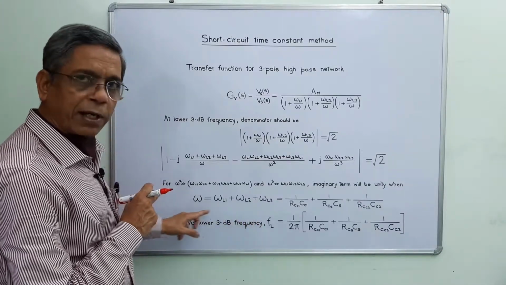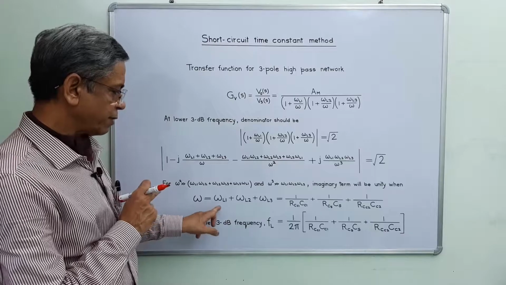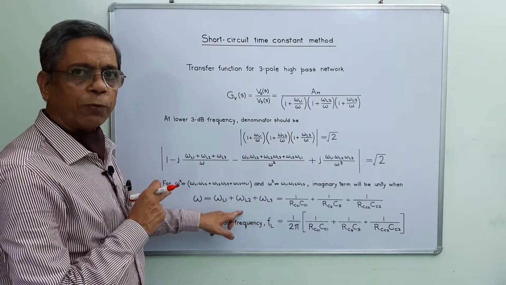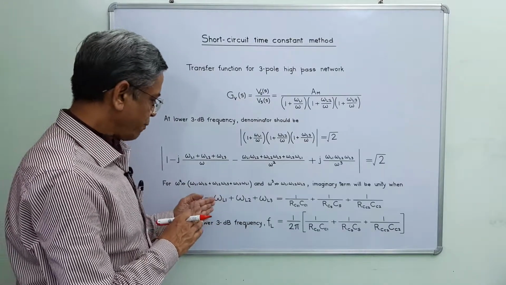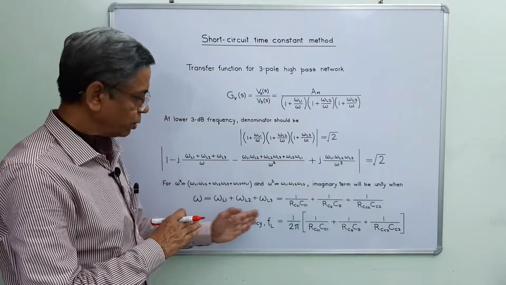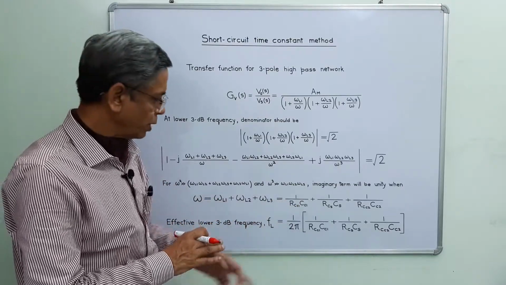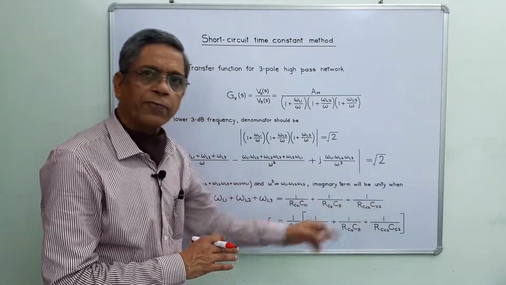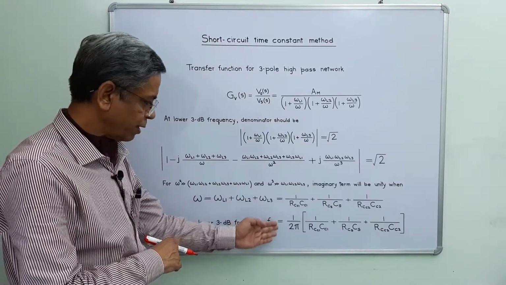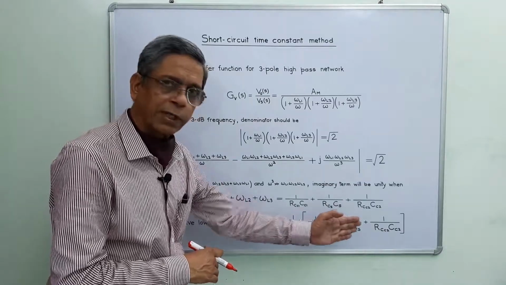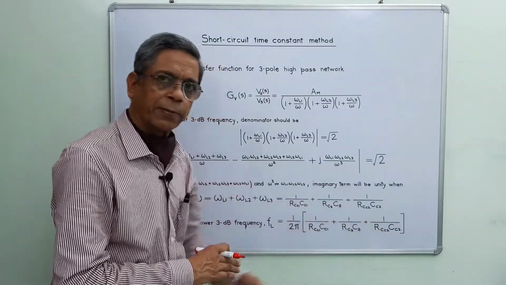This is the condition, and this is called the effective lower 3 dB frequency, which is the sum of all these 3 pole frequencies corresponding to these 3 capacitors. In fact, the sum is equal to the sum of the reciprocals of the time constants corresponding to these 3 capacitors. And here we can write in terms of Hertz, that is FL is 1 by 2 pi times the sum of the reciprocals of the time constants corresponding to these 3 capacitors.